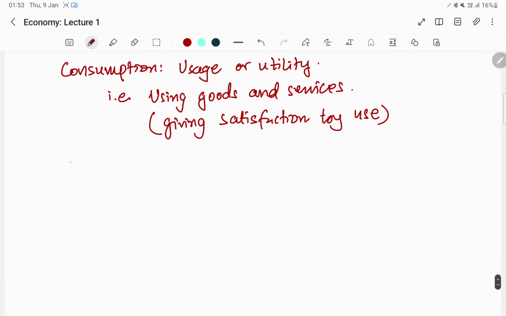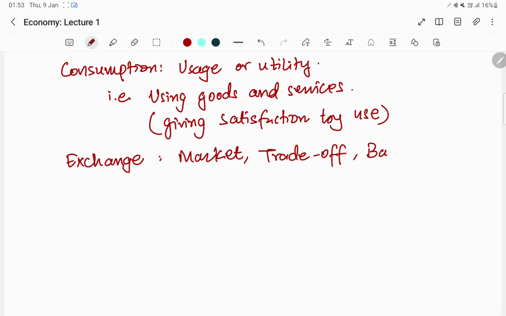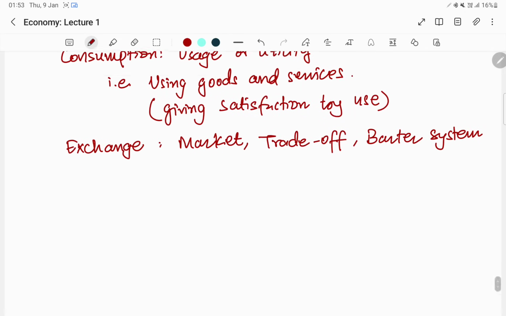So this is consumption. Now we come to exchange. Exchange is very simple, as you understand. Exchange, that is maybe market mechanism also. So market, trade off, you are exchanging something. Barter system, for example, if you have heard about it, exchanging goods with goods. So these things are exchange. Exchange happens through market, but not all exchange happens through market.